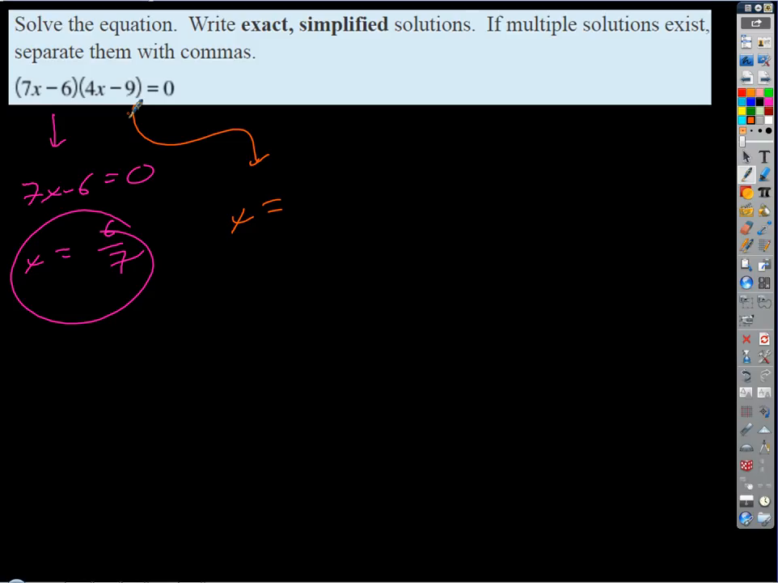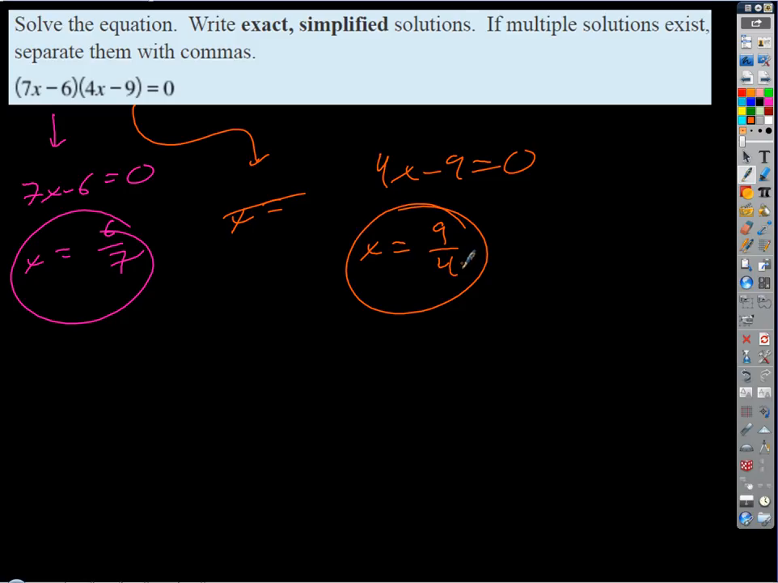Okay, but no, hang on. If I have 4x minus 9 equals 0, so what am I going to do? 9 over 4, there you go. But don't you have to multiply those together? No, all it wants you to do is solve the equation, so those are my solutions. Either x equals 6/7, that's going to make this 0, or x equals 9/4, right? How would I check? Plug them in. Okay?